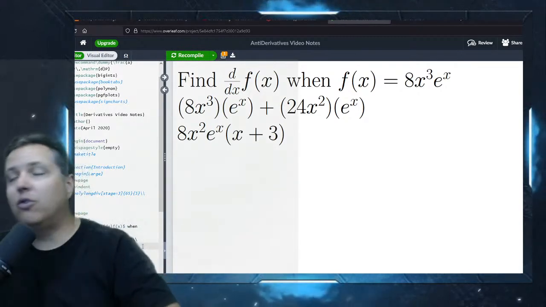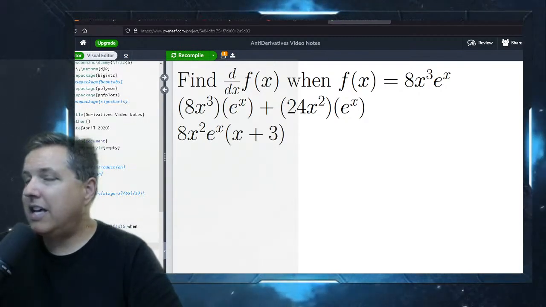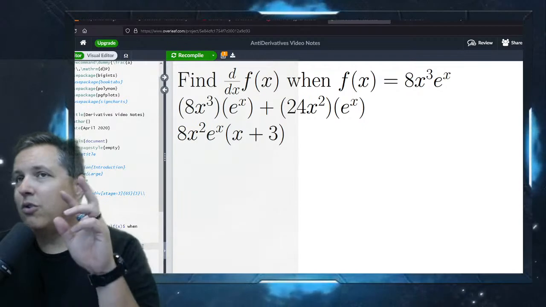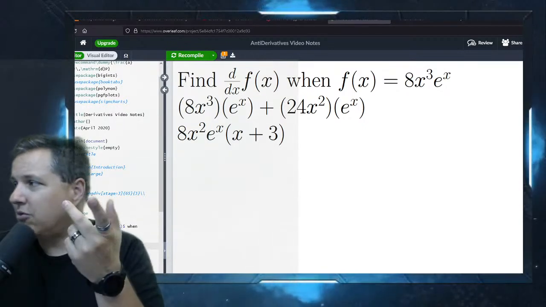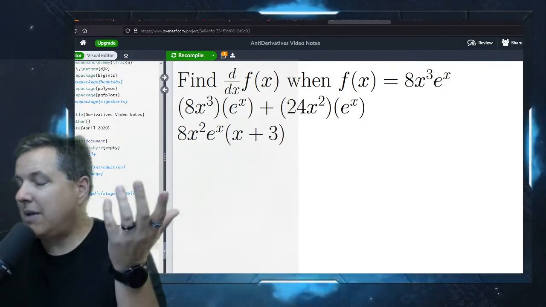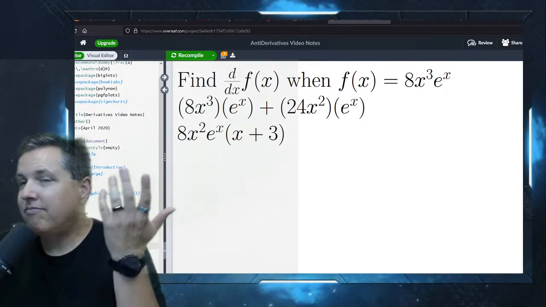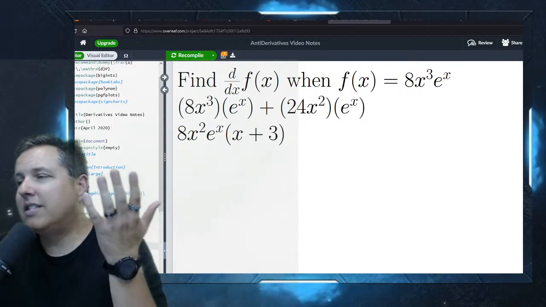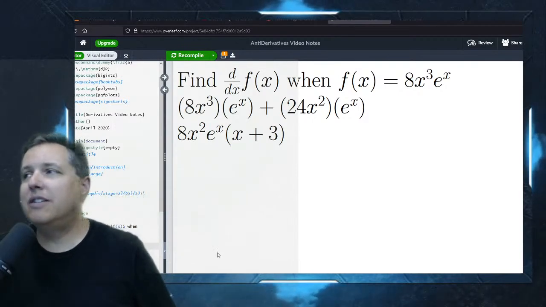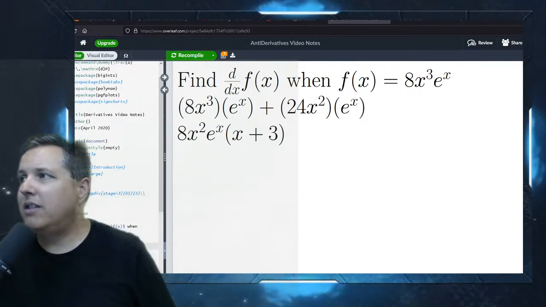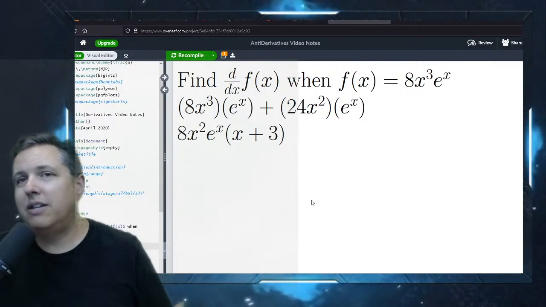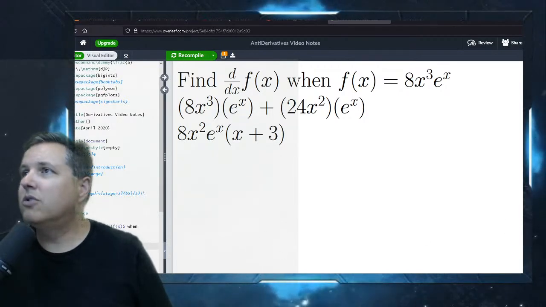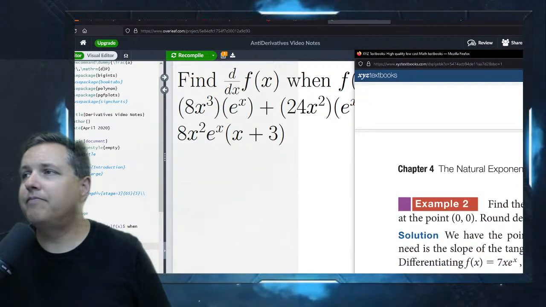Now, if you're looking in the book, you'll see that they get the terms in a different order. I have x plus 3, they have 3 plus x. But it's the same exact thing, right? x plus 3 is the same as 3 plus x. So you get the same either way. The only difference is the way in which they implemented the product rule, but it ends up being identical. So don't worry about that.